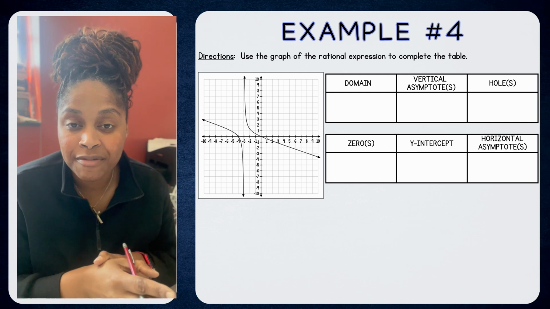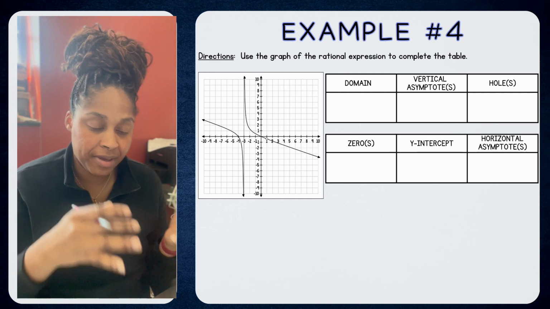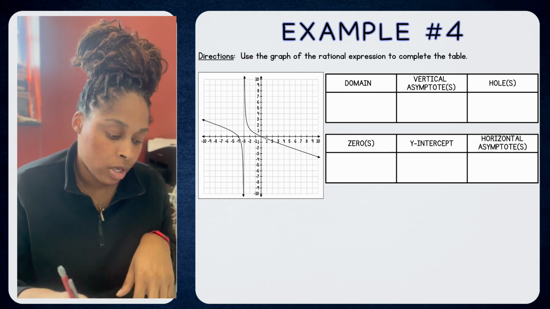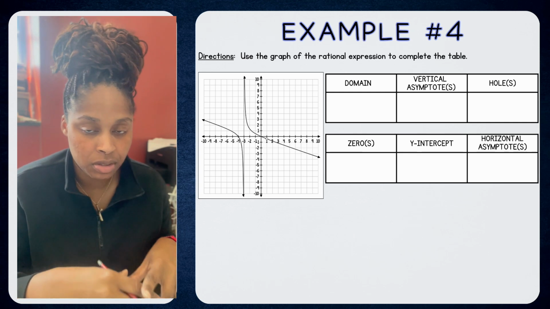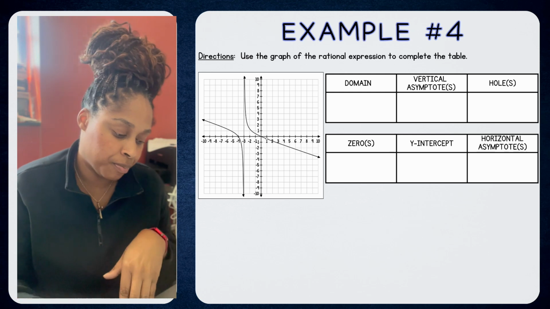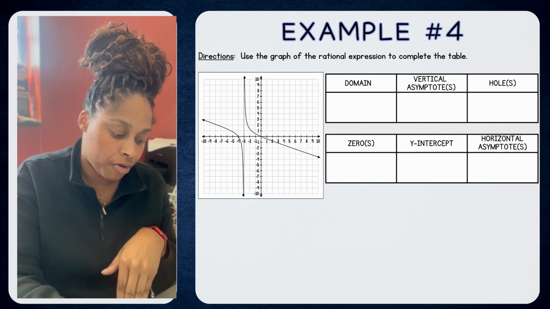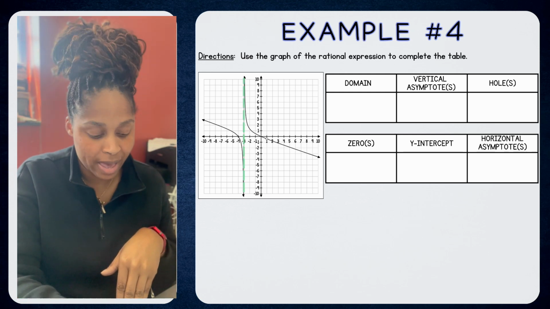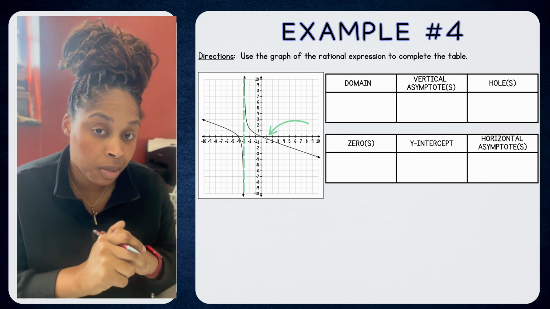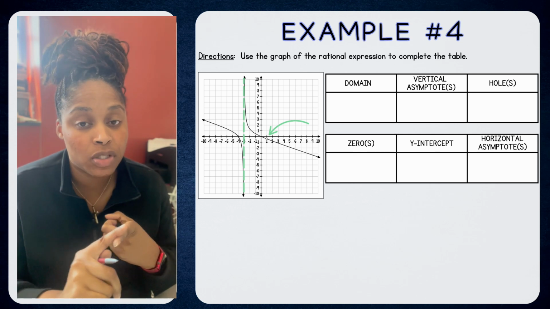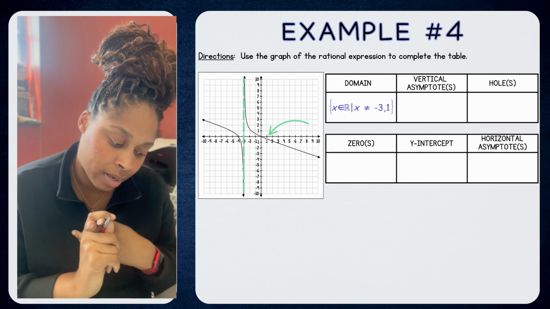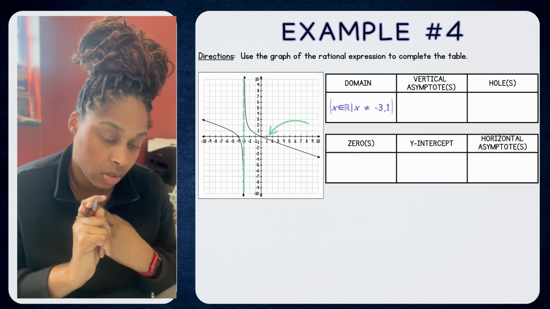Now we don't have an expression, we have a graph, and this graph is a rational expression, so we're going to be using this graph to answer the same questions. Since this is a rational expression, the domain is going to be all real numbers except where the function is undefined. We see that we have a vertical asymptote right here, and we have a hole right there. So our domain is going to be all real numbers except where we have that asymptote and that hole. So it's going to be all real numbers except when x is -3 and 1.